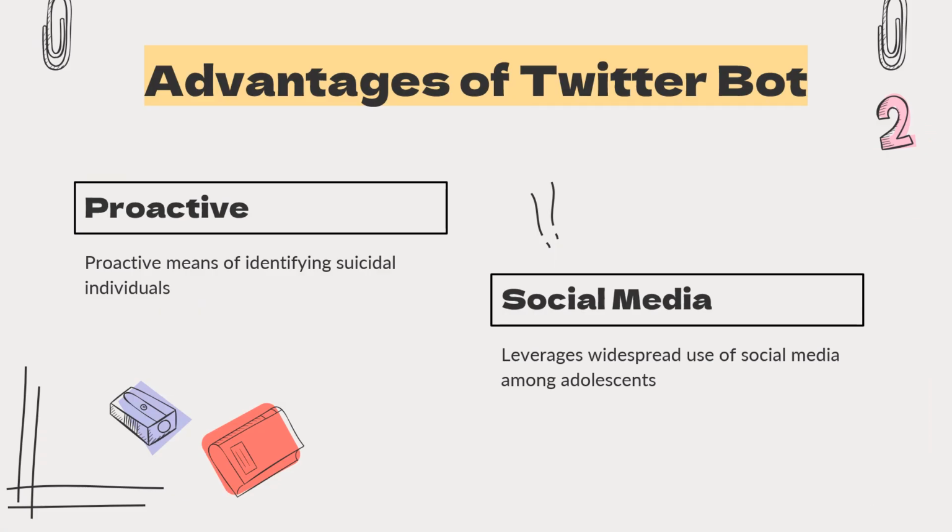The advantage of this Twitter bot is that it provides a proactive means of identifying suicidal individuals without requiring them to explicitly seek help. And secondly, it leverages the widespread use of social media among adolescents, which has suicide as the fourth leading cause of death, as mentioned earlier.